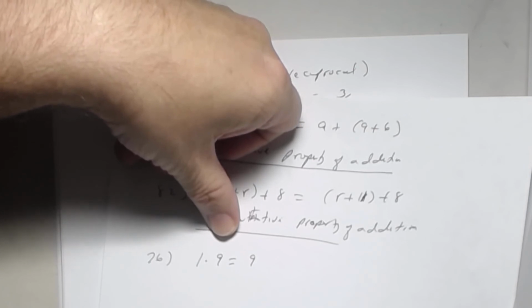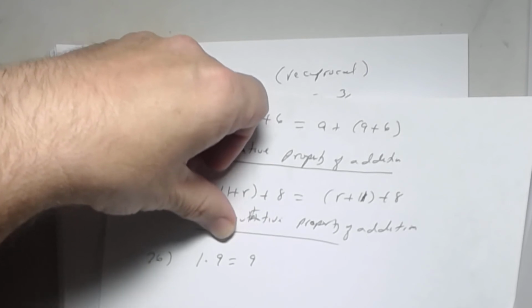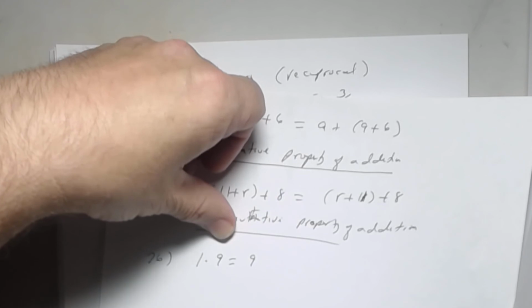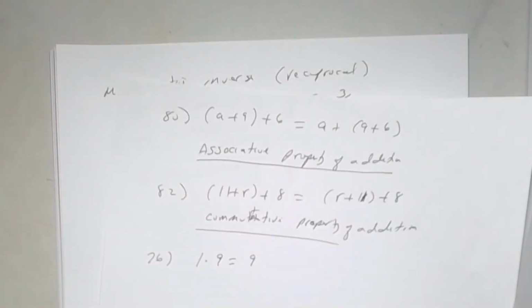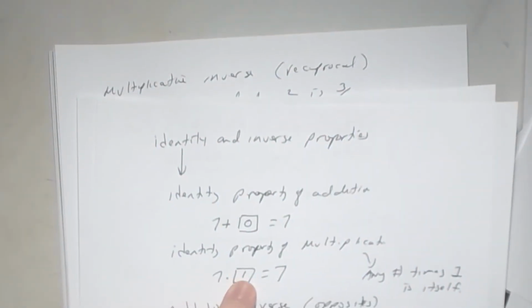No, not commutative. 1 times 9. If you say the commutative property, you have to say 9 times what? 1. So it's not the commutative property. The identity property of what? Multiplication. That's this one right here. The identity property of multiplication. 7 times 1 is just what? 7.